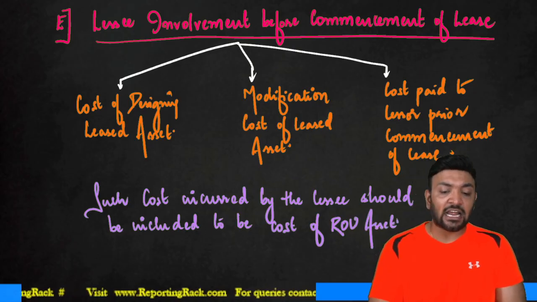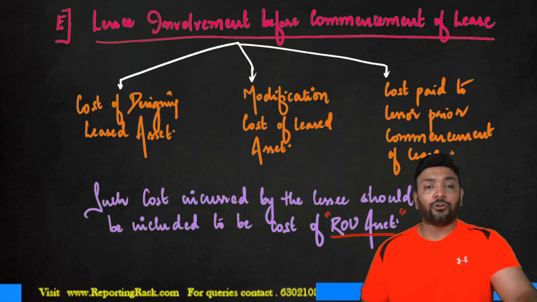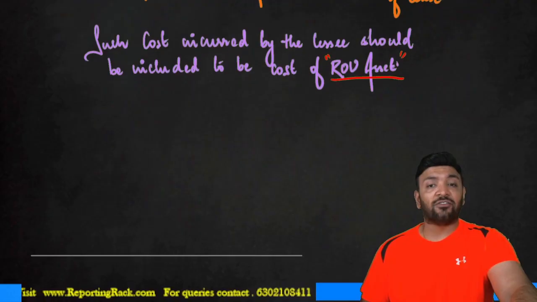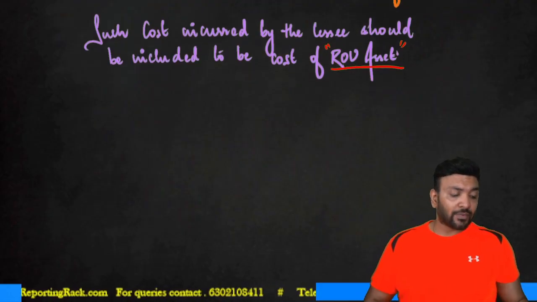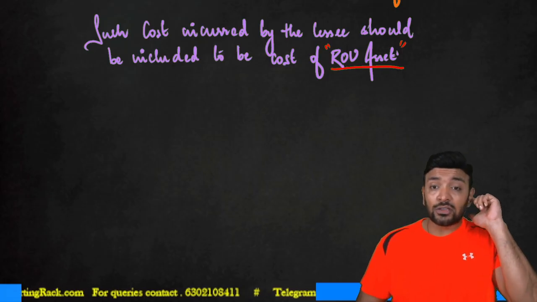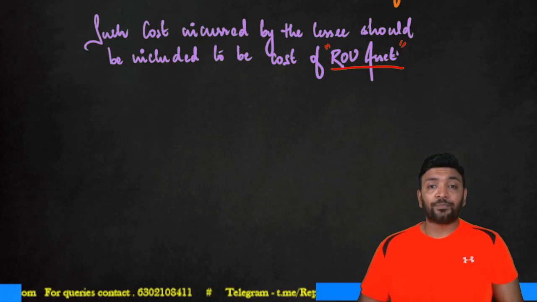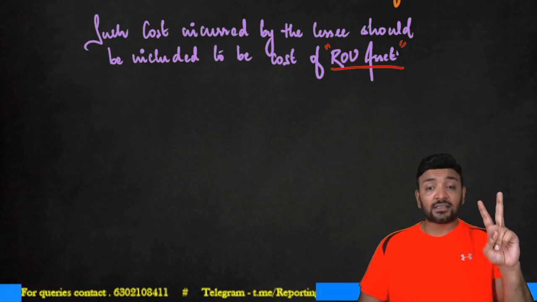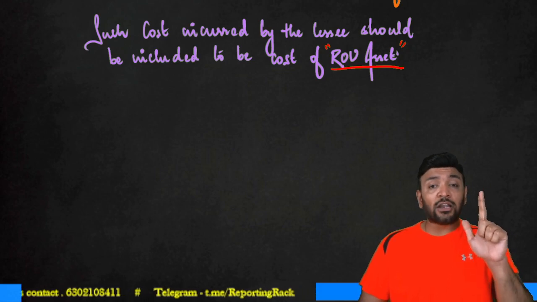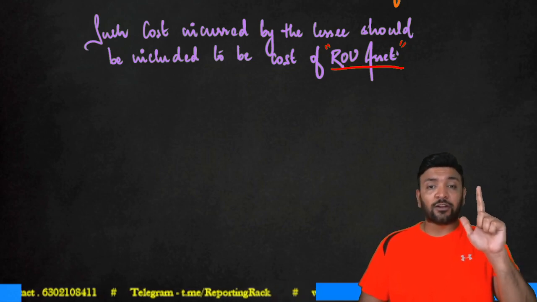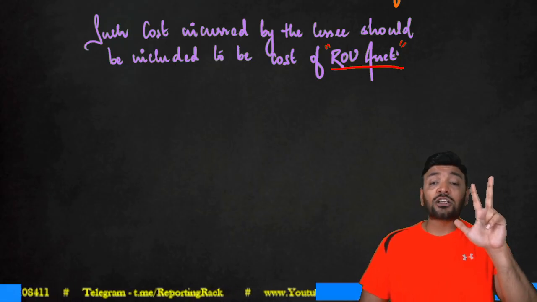Lessee recognizes an ROU asset, so whatever cost you incurred for involvement prior to the commencement of lease, I will include it into the cost of ROU asset. Clear? So this is lessee's involvement prior to the commencement of lease. We have completed with two things: lease incentives. Second one, involvement of a lessee prior to the commencement of lease. Now let's come into the third aspect, direct cost of lease.